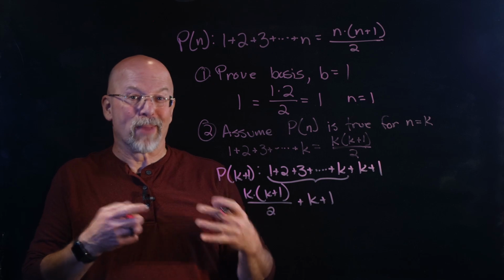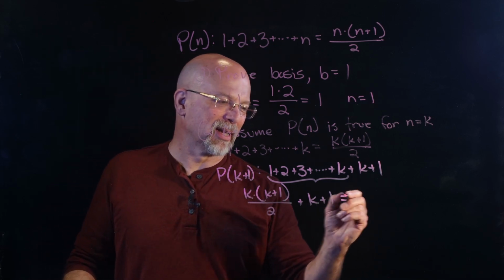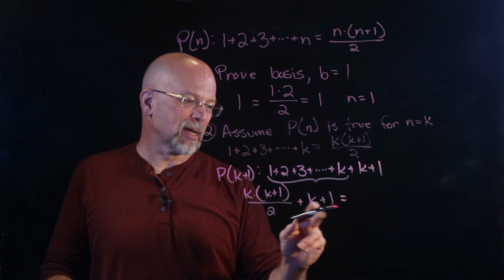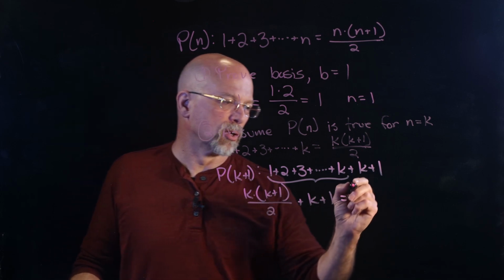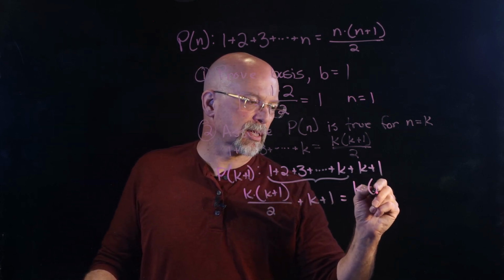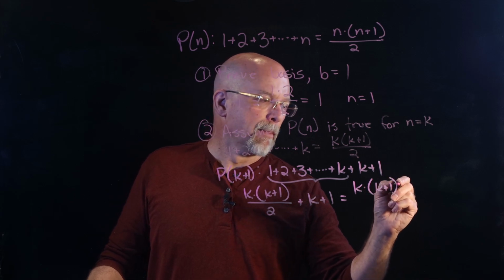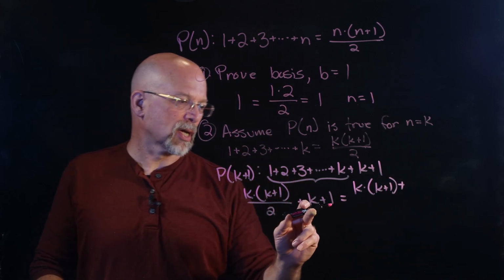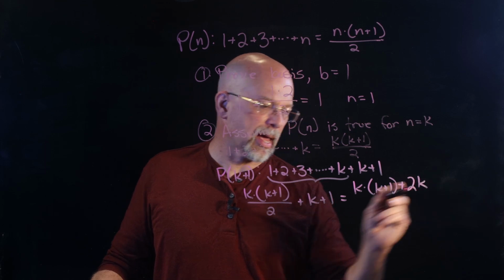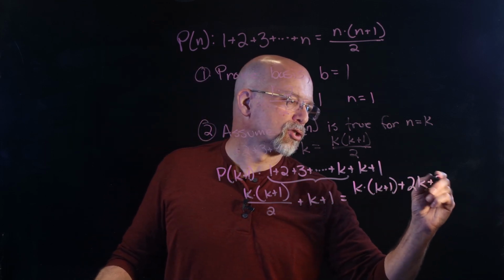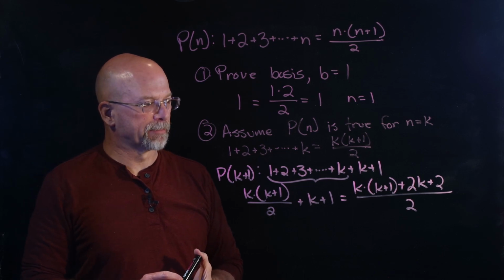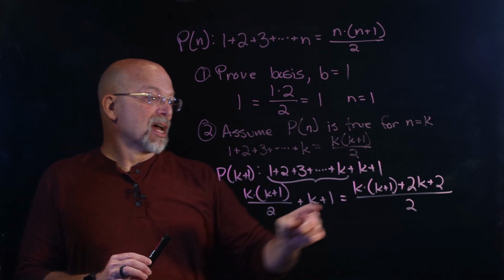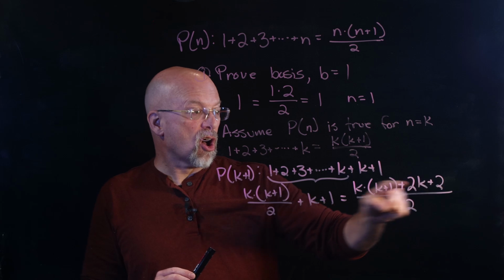Well, it'd be nice if we could make it all one fraction, right? And so to make a common denominator, I'm simply going to multiply the k plus 1 times 2. And so we got k times k plus 1 plus, and then 2 times k is 2k, and then 2 times 1 is 2, and have that all divided by 2. All right. Next, I can multiply this all out.